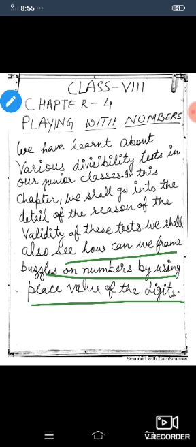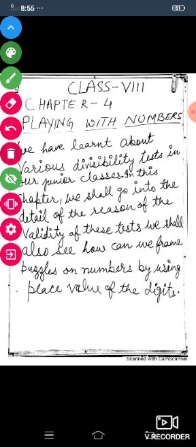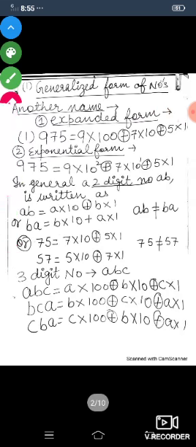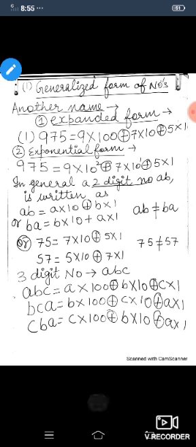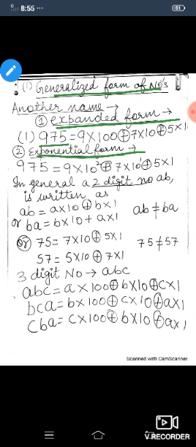The first one is the generalized form of the number. It has another name, that is expanded form, or exponential form, that we used to do in junior classes. So the first one is expanded form. Let us take a number 975. How we used to write it? It is 9 into 100 plus 7 into 10 plus 5 into 1.